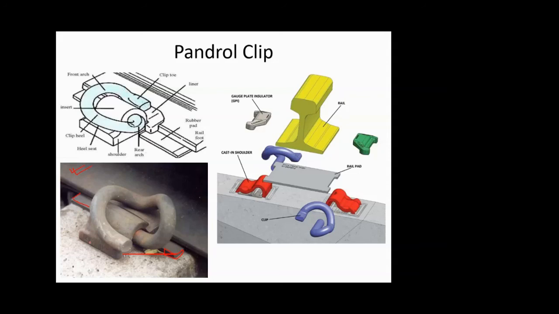So here you just see three components: the groove, or the cast in shoulder, it is called, the rubber pad, and the clip itself. But if you see an exploded view, there are small components in it. So this is the one which is used nowadays.